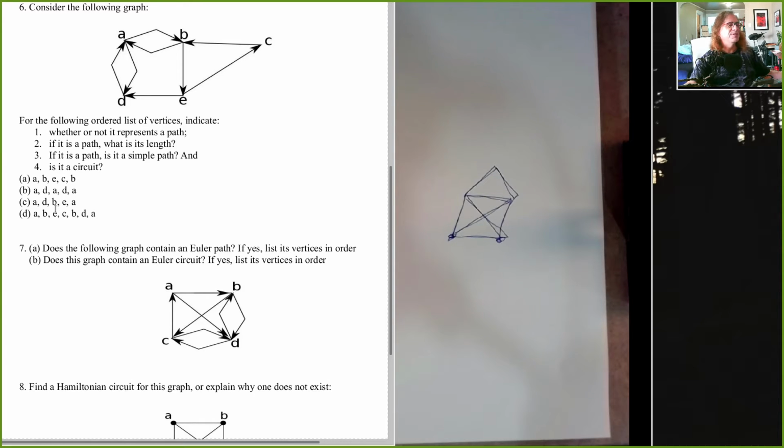And then parts C and D, they're not paths. This one goes from A to D, and then from D to B. Well, there's no edge from D to B. So it's not a path, right? So yeah, a path is determined by edges, not vertices.